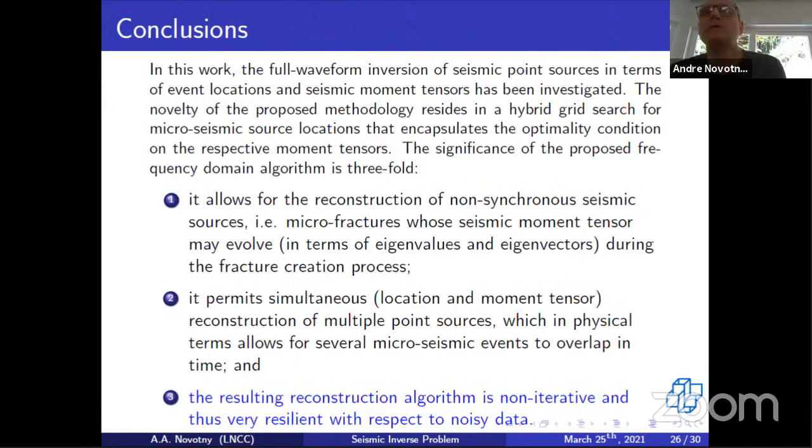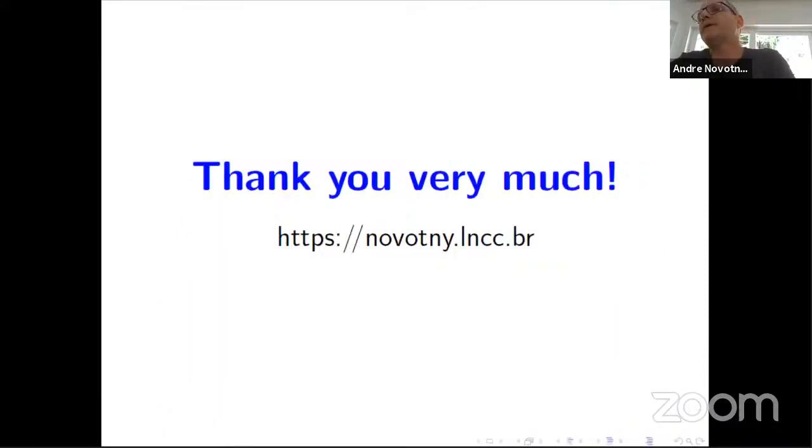So as a conclusion, I would like to say that this is a non-standard application of a topology optimization problem in geophysics, where we are trying to reconstruct a dipole, okay? And we end up with a second-order algorithm, which is non-iterative. And because of that, it's quite robust with respect to noise. So thank you very much for the attention.